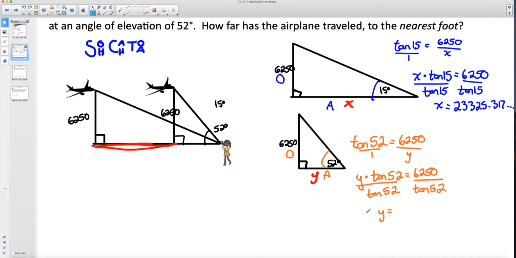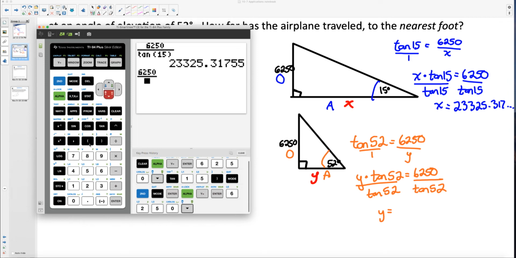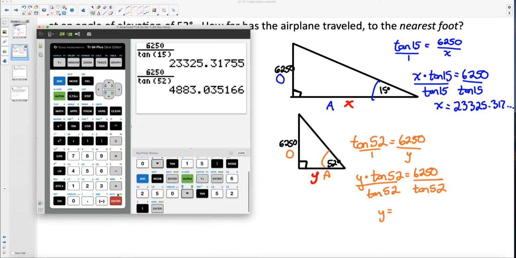Okay, we'll go back over to the calculator. Okay, so y equals 6250 divided by tan of 52 degrees. Okay, so you get 4,883.